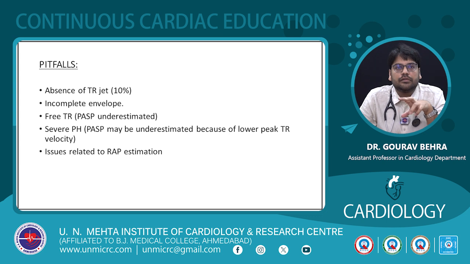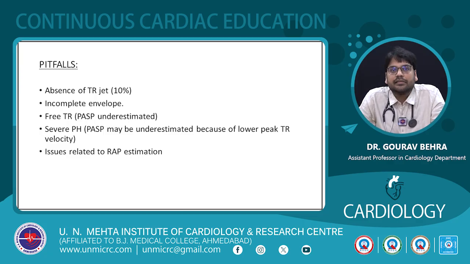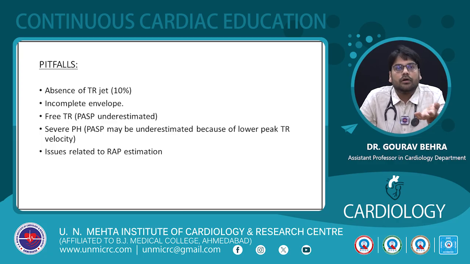There are some pitfalls. In some patients you will not get proper TR jets. In studies, around 10 to 20% of patients will not have a TR jet, so you will be unable to get the TR jet Vmax. There is an incomplete envelope because the jet is not symmetric, it may be eccentric, or you may see multiple jets. Or if a patient has free TR, meaning a non-coapting tricuspid valve, there is an underestimation of PASP in severe pulmonary arterial hypertension, because there is a low peak TR velocity. Even if a high pressure is there, the regurgitation will be low, so there will be a low peak TR velocity.